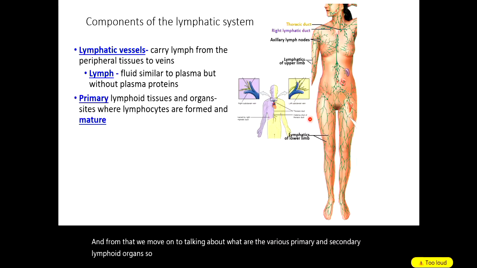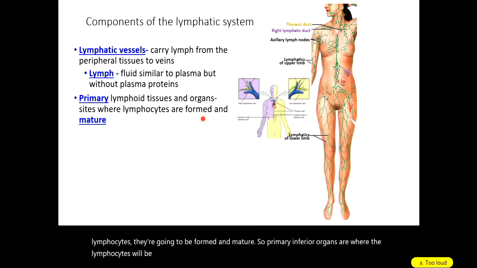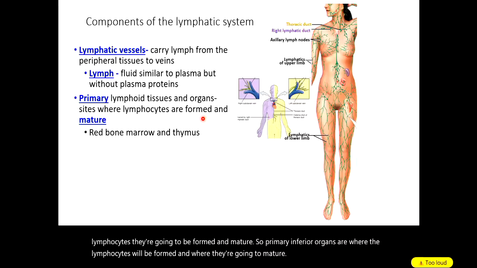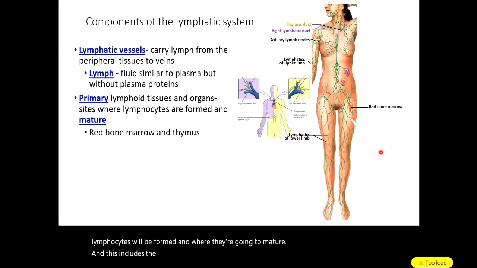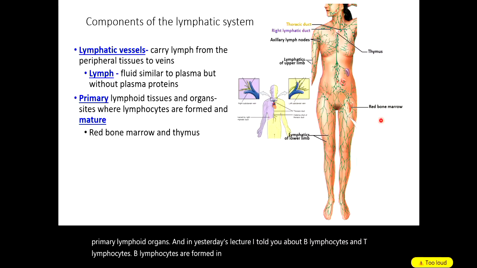The primary lymphoid organs refer to those tissues where the lymphocytes are going to be formed and mature, right? So primary lymphoid organs are where the lymphocytes will be formed and where they're going to mature. And this includes the red bone marrow and also the thymus. These are the two primary lymphoid organs. In yesterday's lecture I told you about B lymphocytes and T lymphocytes. B lymphocytes are formed in the bone marrow, whereas the T lymphocytes are formed in the thymus.